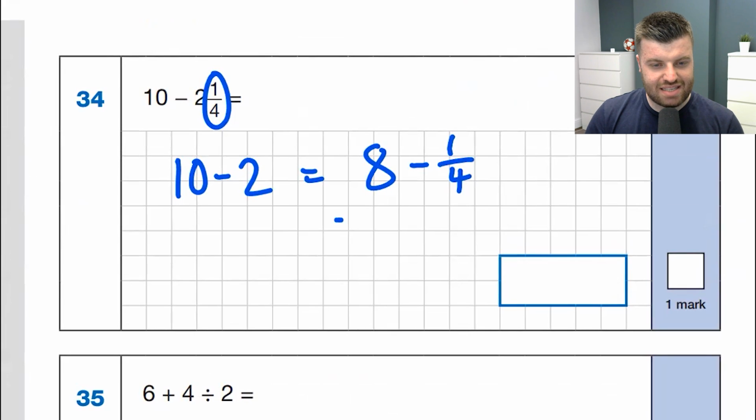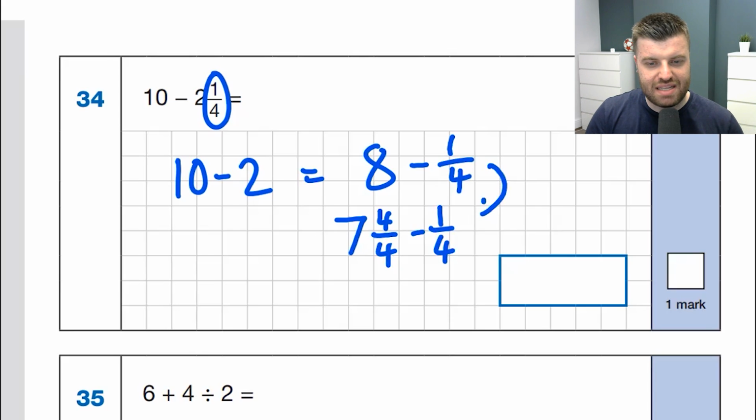8 is the same as 7 plus 1 whole, right? And we know we can write 1 whole as 4/4. So I've got 7 and 4/4, take away 1/4. I want you to take a second just to see how these are the exact same. 8 is the exact same as 7 plus 4/4, because that's just 7 plus 1. So now I've got 7 plus 4/4, take away 1/4, I'm left with 7 and 3/4. Hopefully that's really simple for you guys to use in the future.